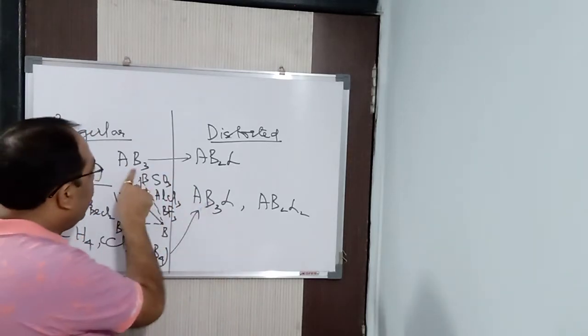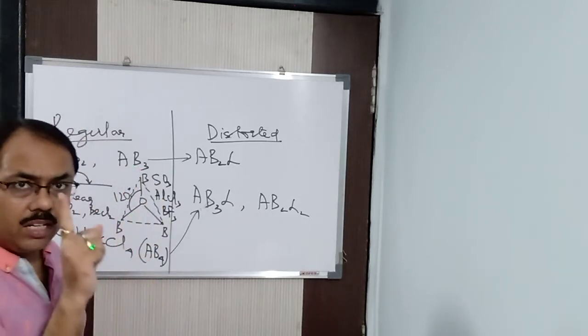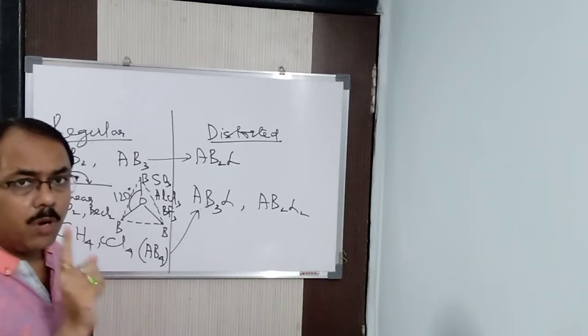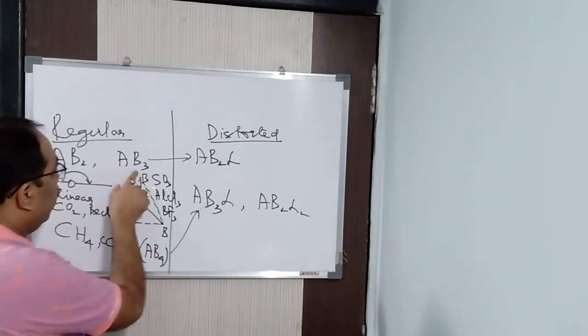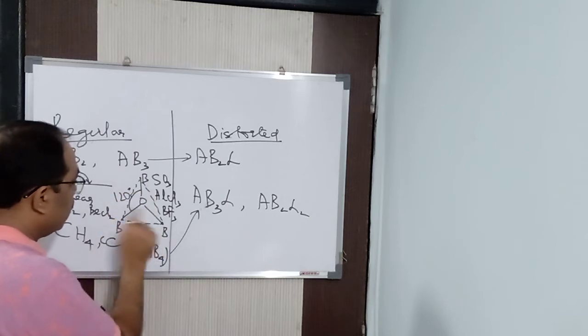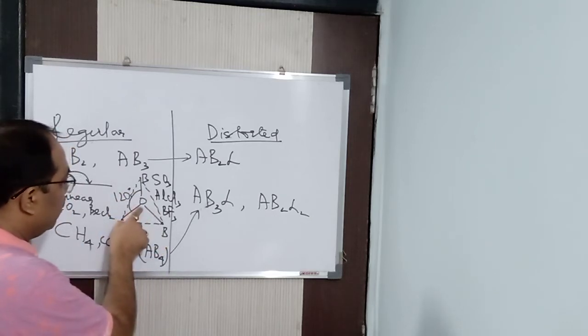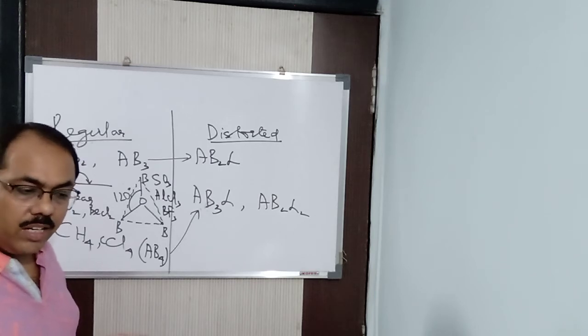But here we have only one particular kind of atom, due to which the bond angle, the bond length and the bond energy are identical. You can see the example. Al is the central atom and Cl, Cl, Cl. BF3, this B is the central atom, F. That's it.